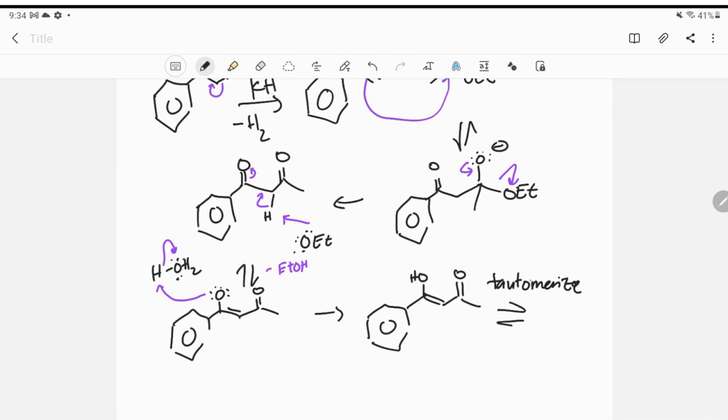We tautomerize, and then we finally have the ketone. So the acid wash, the point of that, by the way, is that the acid wash is necessary, because you have a strong base in the presence of a relatively strong acid. These things are going to react together.